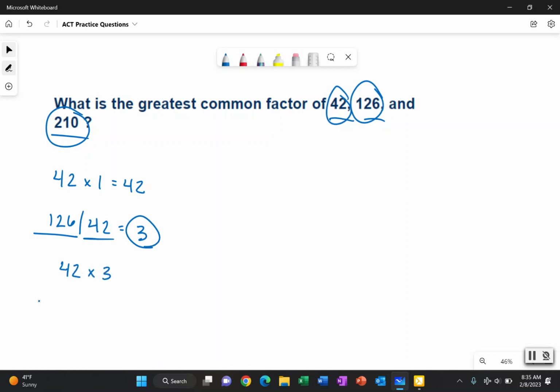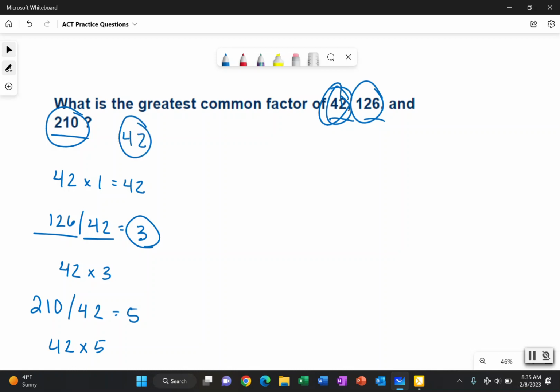And then let's see if 210 is divisible by 42, that's going to be equal to 5. So in this case, our greatest common factor is going to be 42. That's going to be our answer.